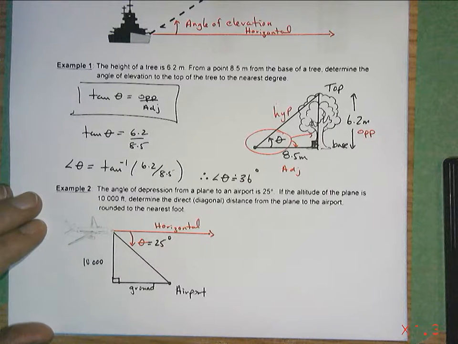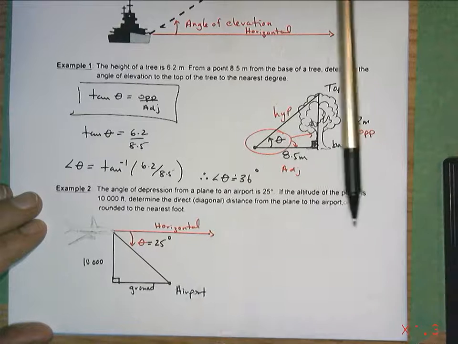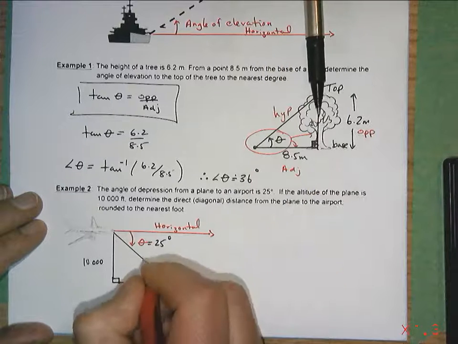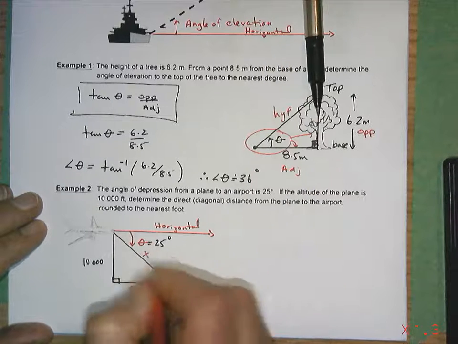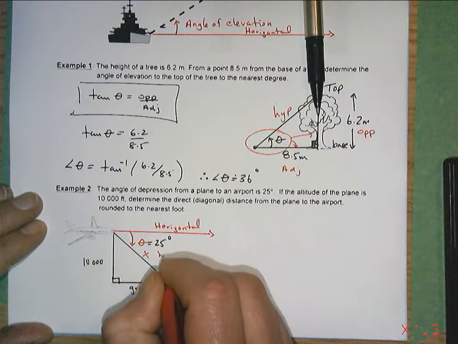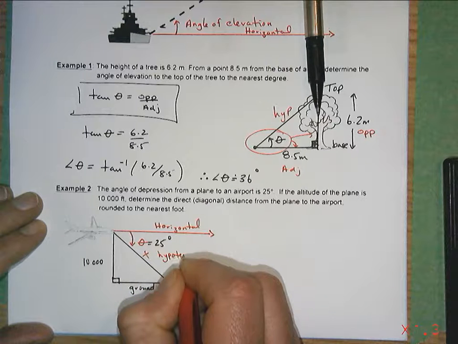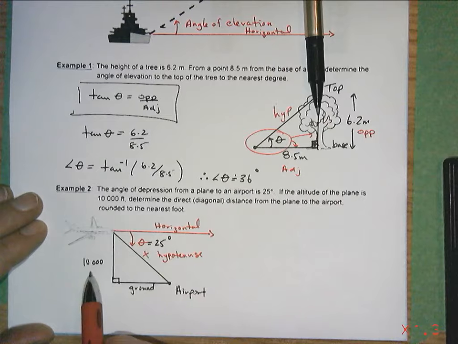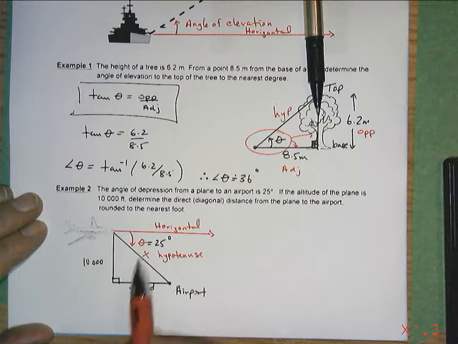So, what do we want to find out? We want to find out the diagonal distance from the plane to the airport. So we're after this distance right here, which is going to be the hypotenuse. What do we know? Well, we know this side, but this angle is outside the triangle. We need to get that information inside the triangle.